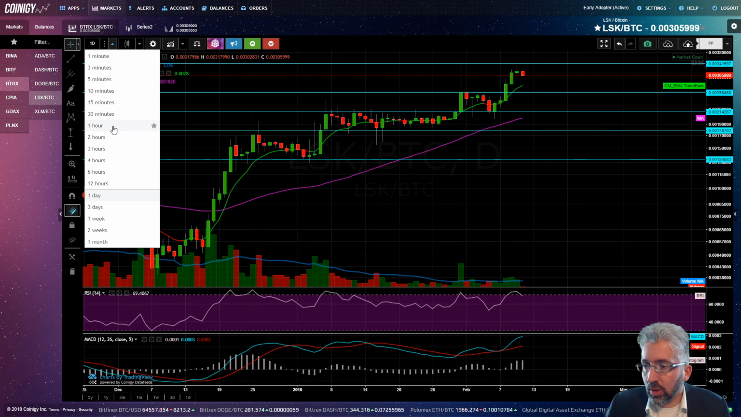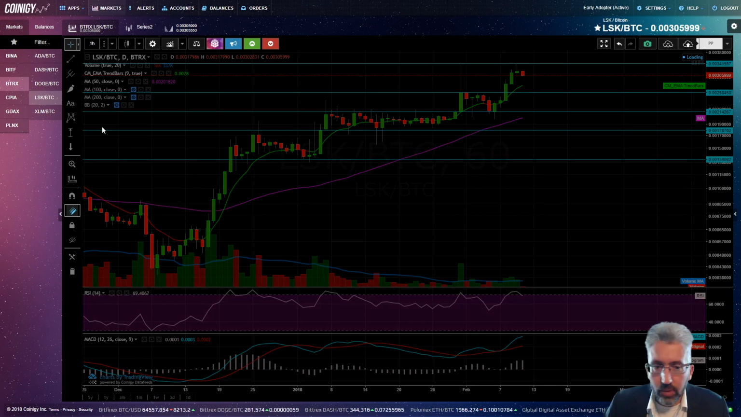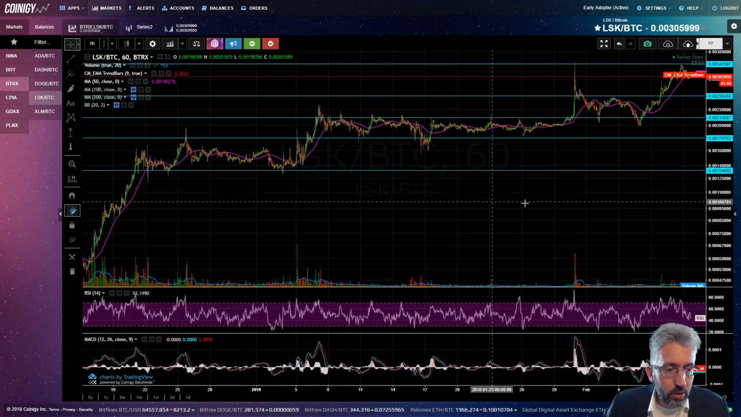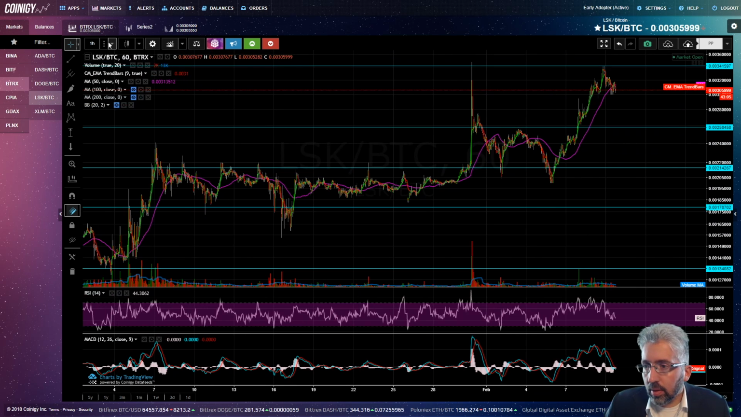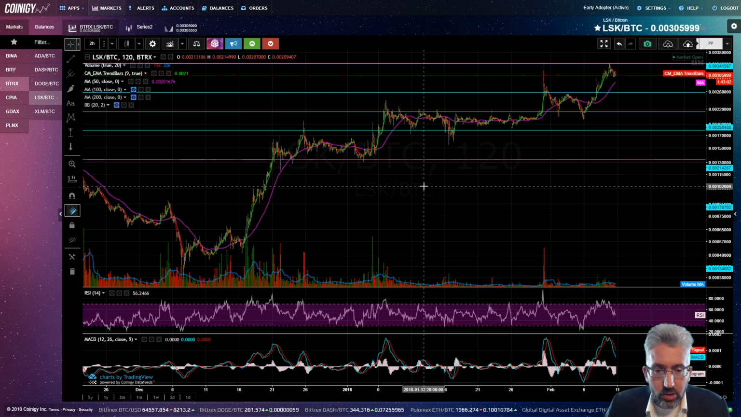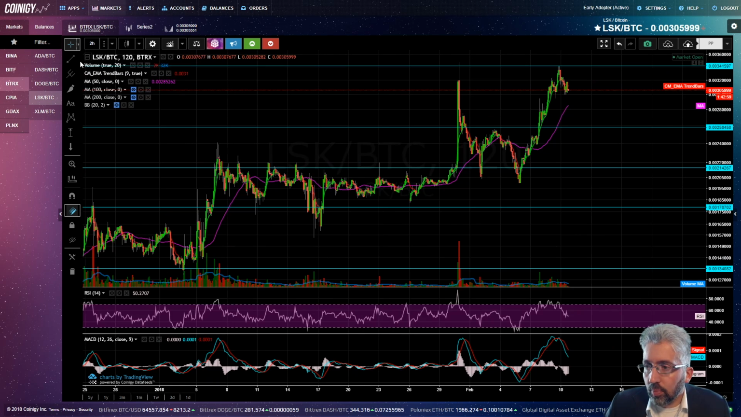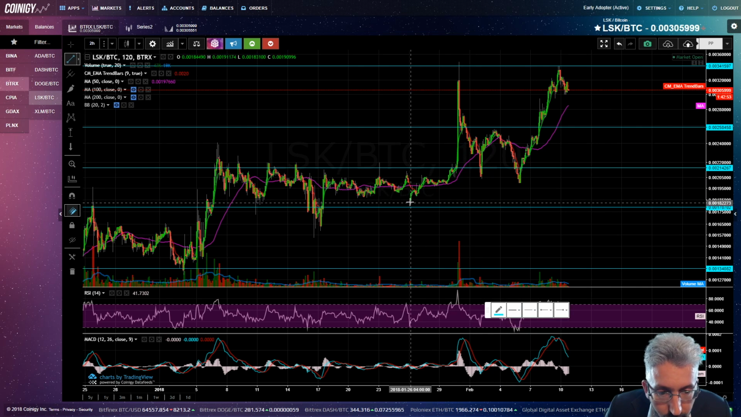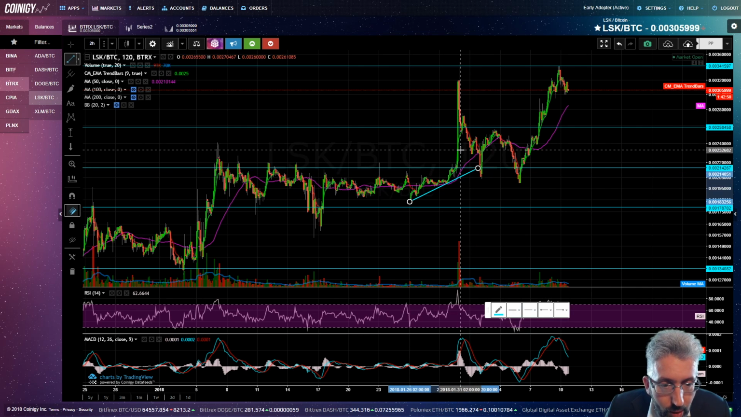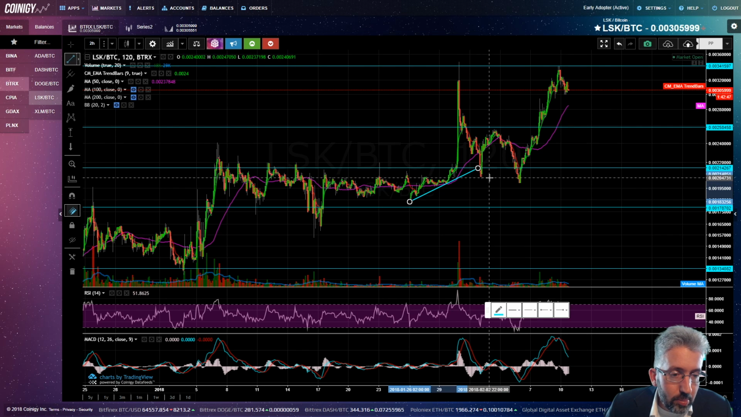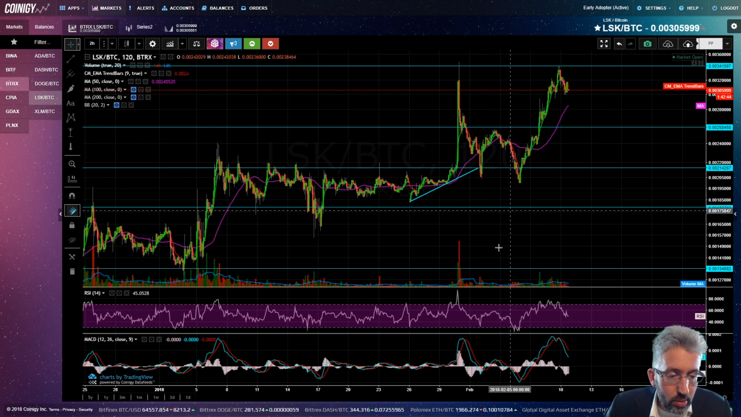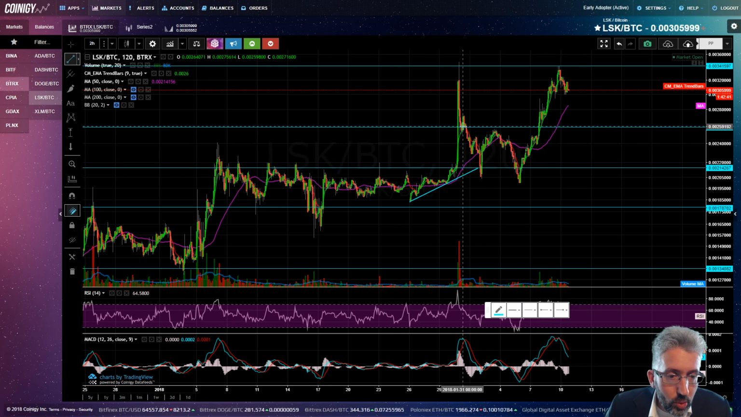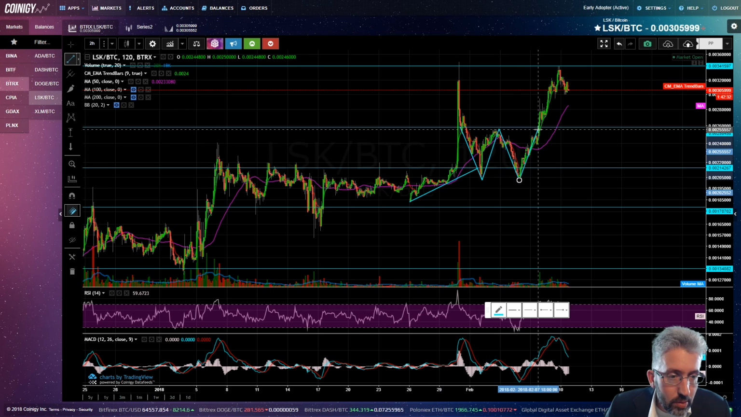If we go to a smaller scale chart, let's pick the 1 hour. Maybe the candles are a little bit too small. Let's take the 2 hour. Okay, so what we see here looks to be that it broke out of an ascending triangle. Then it seemed to have been making double bottoms, so to speak. So we went from this level to there, to there, to there.